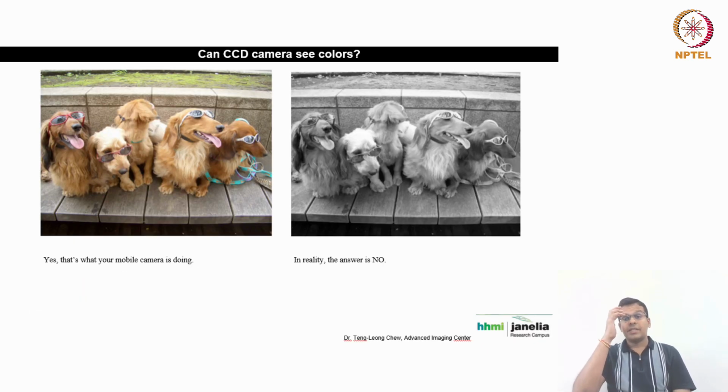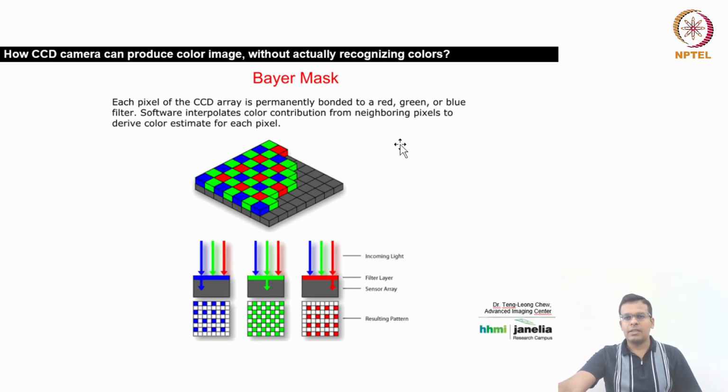Now the question is, can your CCD camera see color? Let's say in your mobile camera, you are getting images like this. But can your CCD camera see the colors? The answer is no. Your CCD camera cannot see the colors. But how does it produce the color image? Here is the reason how a CCD camera can produce a color image without actually recognizing the colors.